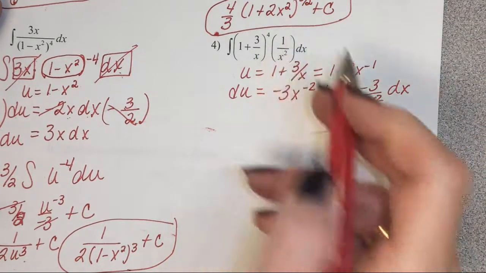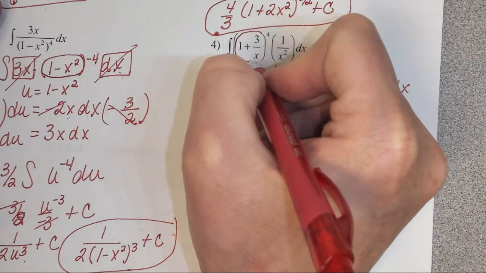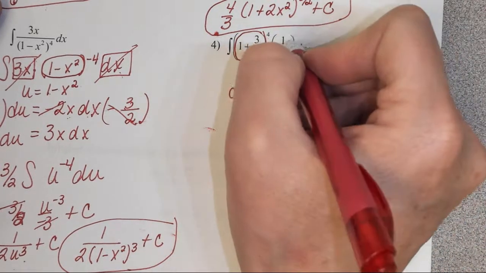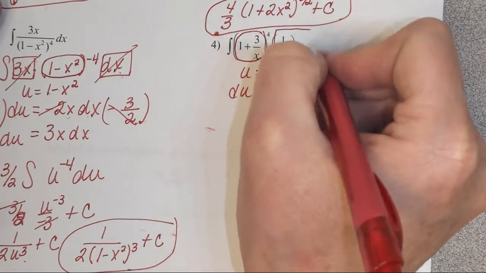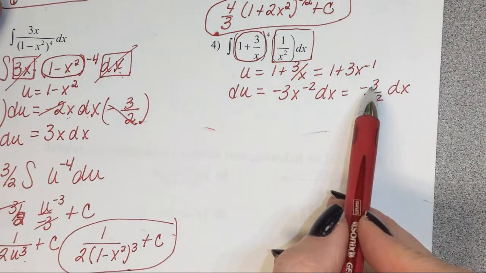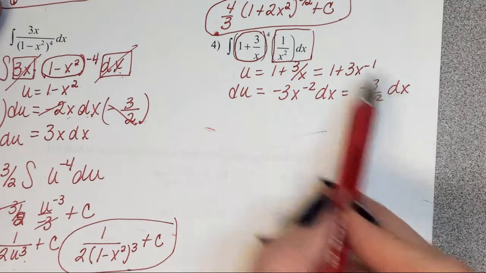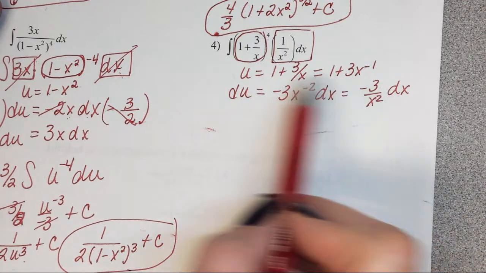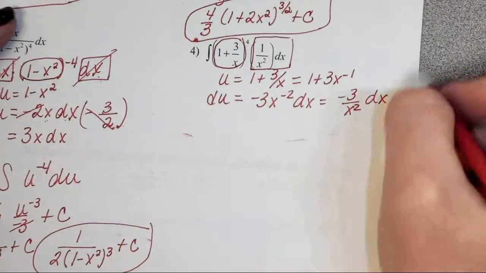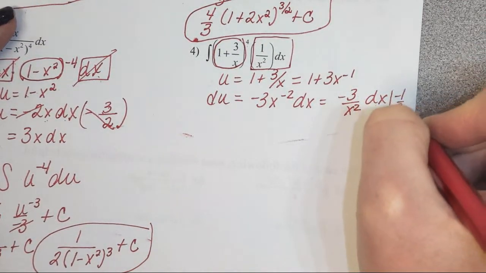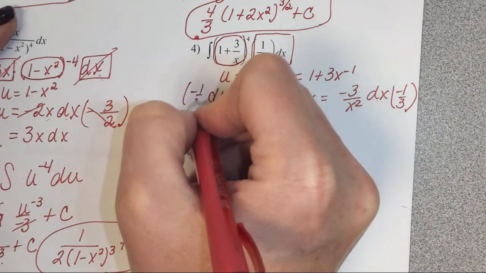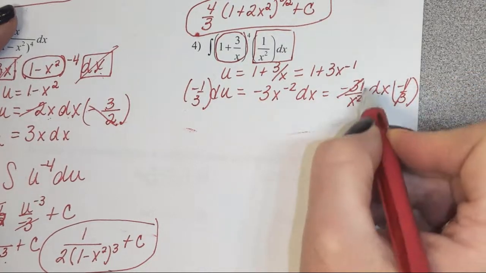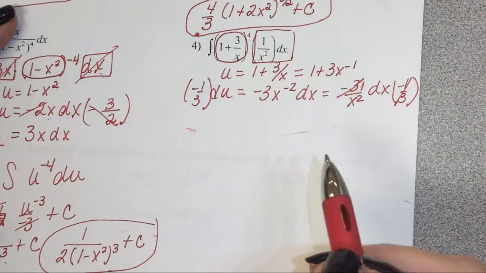Now look what I want to get, though. See, here's our u. That's u. It's getting raised to the 4th. But all of this has to get replaced as well. So I have a negative 3 over x squared dx, and I want to get a 1 over x squared dx. What am I going to have to do to both sides then? Multiply by negative 1/3. Great. So these would now cancel out, and I would get that 1 over x squared dx that I wanted.